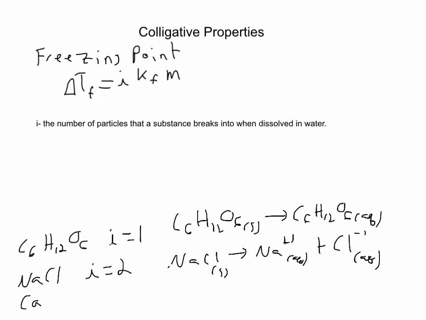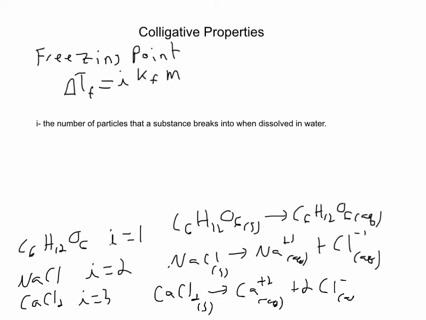If I add calcium chloride, CaCl2, i would equal 3. And this is actually why a lot of the salts used on the road are calcium chloride or something similar, because the bigger i is, the bigger the delta T is, the change in temperature. So calcium chloride breaks up into 1 calcium ion plus 2 chloride ions. So therefore we get 3 particles, i is 3.